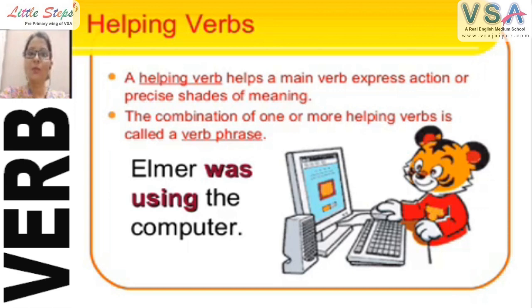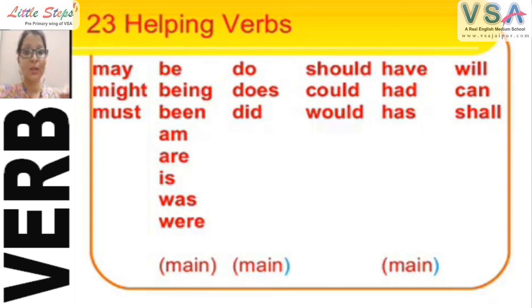And the combination of one or more helping verbs is called a verb phrase. As it is, Elmer was using the computer. So use is a main verb, but we are using here was with the word use and we are adding ing form. That's why was is a helping verb, because it is showing that Elmer is continuously using the computer, and this is the incident of present tense. Okay, and the action is going on in continuity. काम जो है वो continuity में चल रहा है. Let's move further and know about these 23 helping verbs.